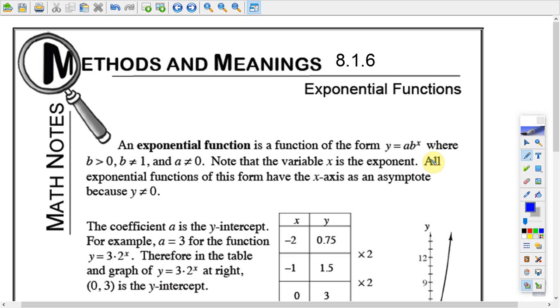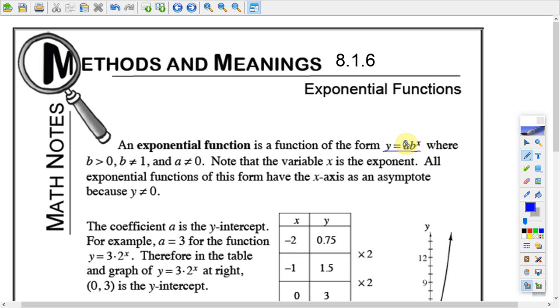functions right now. So an exponential function is in the form of y equals ab to the x, where b is greater than 0 and not 1, and where a is not equal to 0. If your a equaled 0, just think about this real fast. If your a equaled 0, the whole thing would equal 0 because you're multiplying by 0.